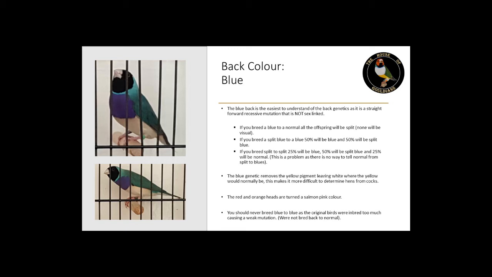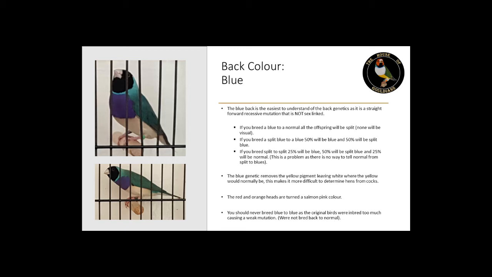The blue gene works by basically stripping out any yellow pigment from the normal green bird, leaving the blue coloration. It also has the effect of areas that would normally be yellow on the bird turning white, as you can see on the belly of the two birds pictured in this particular slide. It also therefore has the effect of turning the yellow rump bird's rump area white as well.